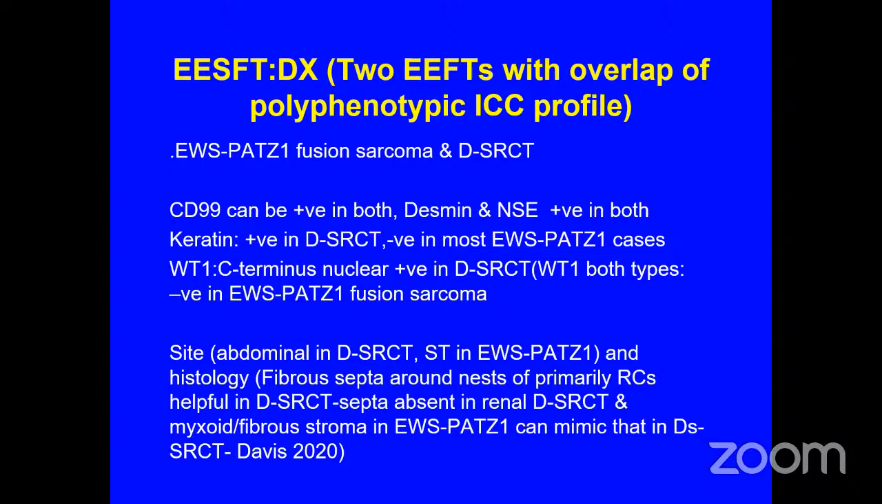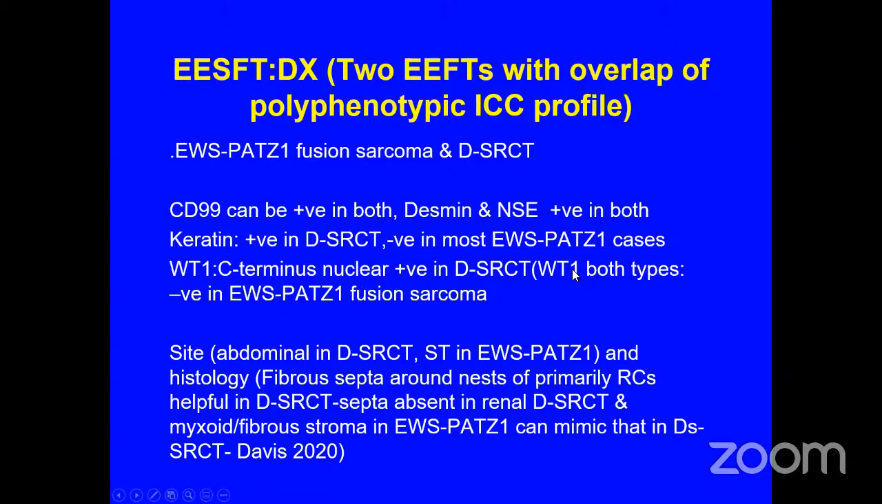Now, how to differentiate between these two extended Ewing family tumors which show polyphenotypic Icc profile: the EWS PAD-C1 fusion sarcoma and the desmoplastic small round cell tumor. CD99 can be positive in both. Desmin and NAC can be positive in both, but keratin is positive only in desmoplastic small round cell tumor, whereas it is negative in most of the examples of EWS PAD-C1 cases. Wt1 C-terminus nuclear antibody is positive in desmoplastic small round cell tumors, whereas Wt1 antibody of both types, that is C-terminus and N-terminus, is negative in EWS PAD-C1 fusion sarcoma.